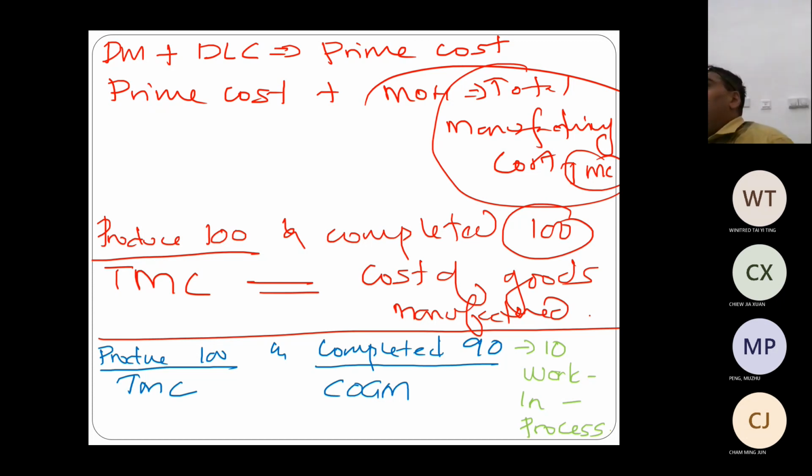So, if a question being asked to you, total manufacturing cost equal to cost of goods manufactured, true or false? The answer will be false. It depends on the situation. If you process 100, you complete all 100, then your total manufacturing cost and cost of goods manufactured becomes the same. All right. But if you're manufacturing 100, you're processing 100, but you only manage to complete 90 units at the end of the financial year, then it means that 10 more units will be work in process, which will be carried forward to the following financial year as work in process brought down.